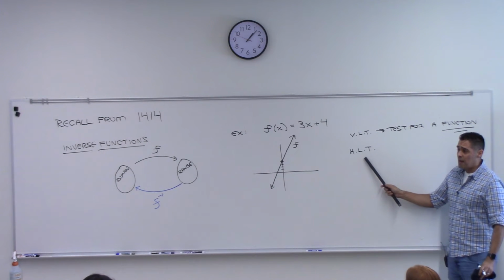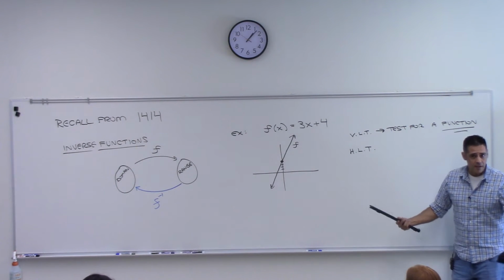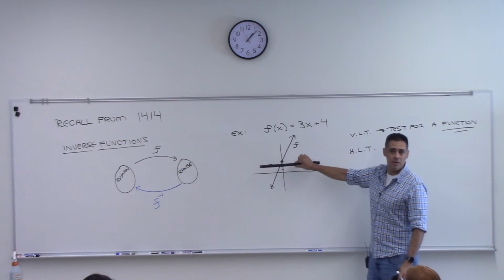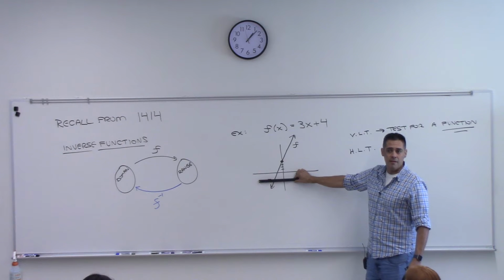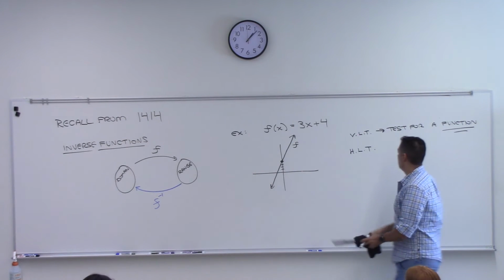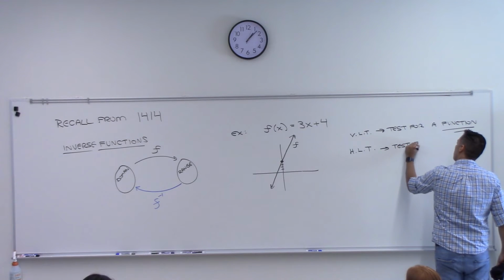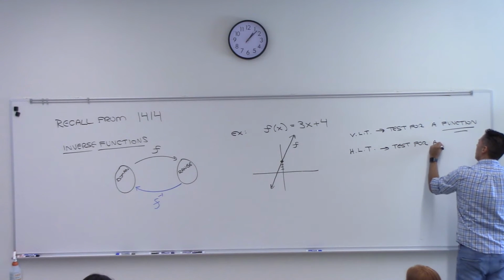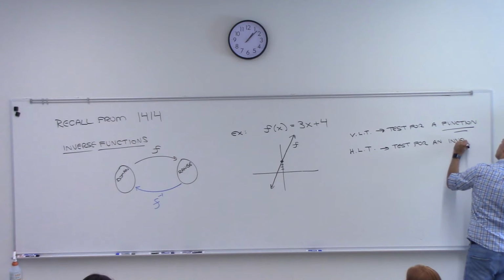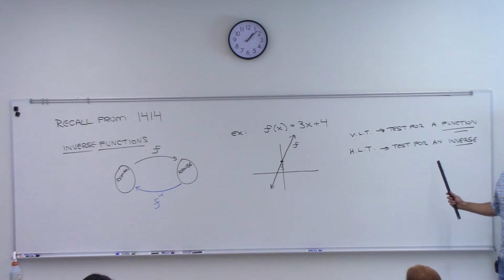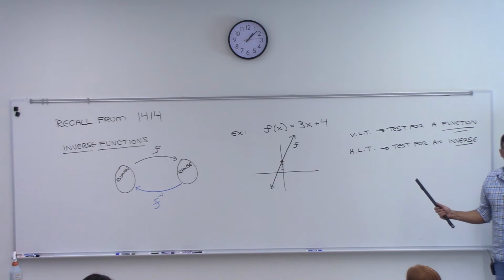The horizontal line test, you do the same thing, but you draw horizontal lines. If you ever hit more than one time, then it doesn't have an inverse. So this is a test for an inverse. It tells you whether or not you have one. Okay, that looks familiar, yeah?